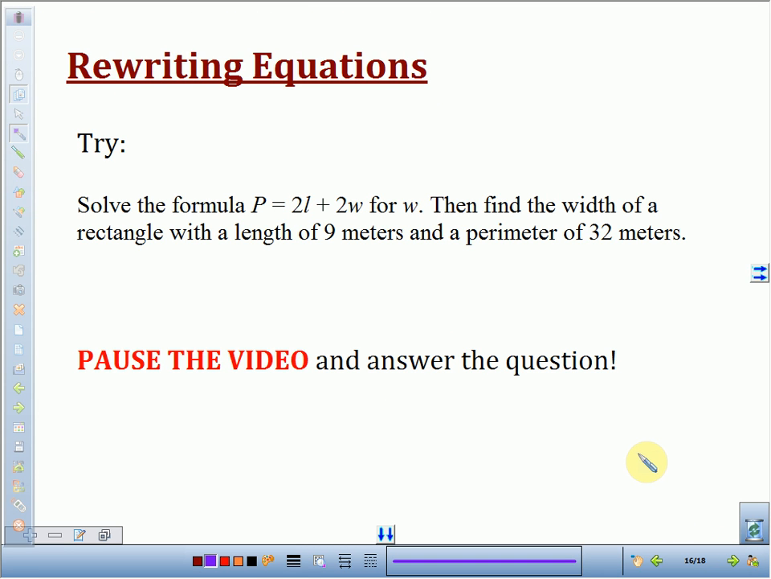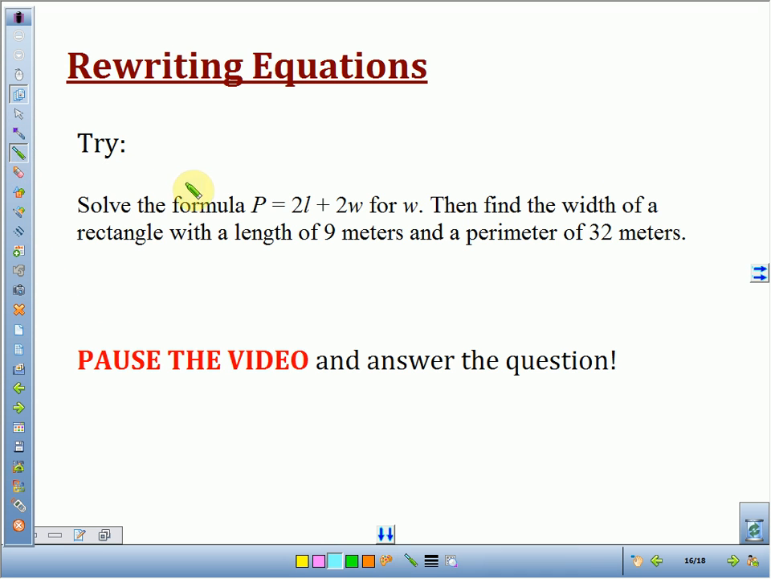All right, I want you to try to solve this. I want you to pause the video and answer both questions. Make sure that you answer both questions. You need to solve the formula for W. You need to solve it for this W here. Then you need to find the width, W. You have 2 jobs. Solve for W and then find the width.